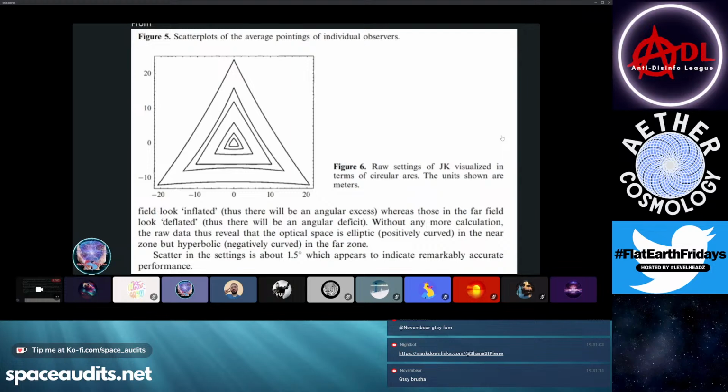Before we look at the graphs we drew from the relationships between the data, let's look at one of the results from the optics reading from Aether Cosmology the other day, when they had done the other experiments. This was a non-Euclidean experiment for doing depth perception in real space. Again, what they had concluded was that there was an angular excess present in part of the visual field, which they used this triangle to represent. They said that the optical space is elliptic, which is curved in the near zone, but hyperbolic in the far zone. So they're concluding that this distortion is optically induced and also described by a different geometry than Euclidean.